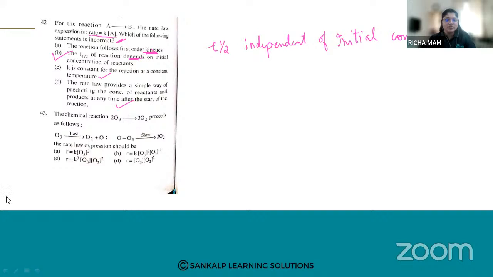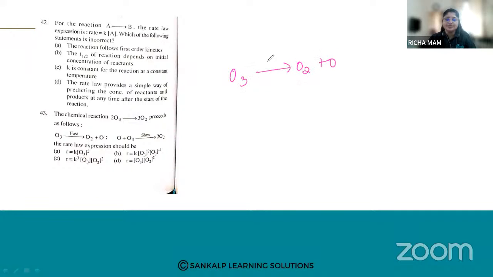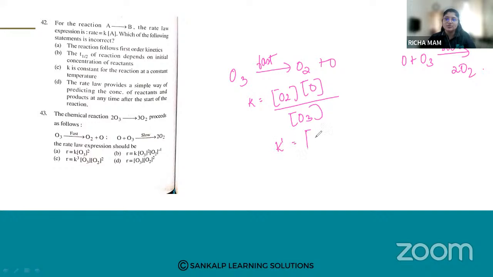So next question, the 43rd question. The chemical reaction 2O3 giving 3O2 proceeds as follows. So what is the rate law expression? O3 giving O2 plus O, this is a fast step. Then O plus O3, the slow step, giving 2O2. Now if you take the equilibrium constant of the first step, it is concentration of O2 into concentration of O divided by O3. And the rate is given as k dash times O3 into O.